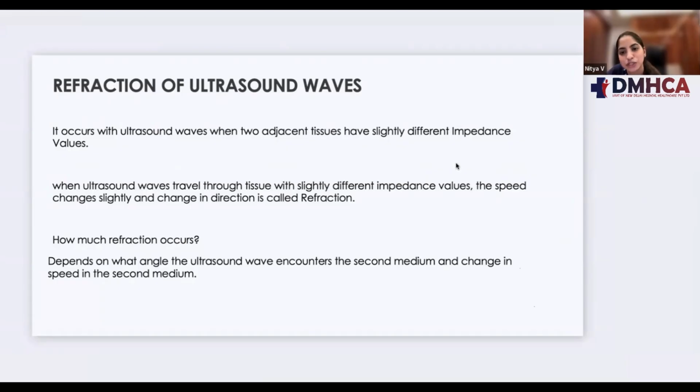They have a very slight difference in impedance value, and because of this, the speed of the sound changes slightly. Because there is a very slight change in the speed and the impedance value, there will be a change in the direction of sound, that is called refraction. How much refraction will occur depends on what angle the ultrasound wave encounters the second medium and the change in speed in the second medium.